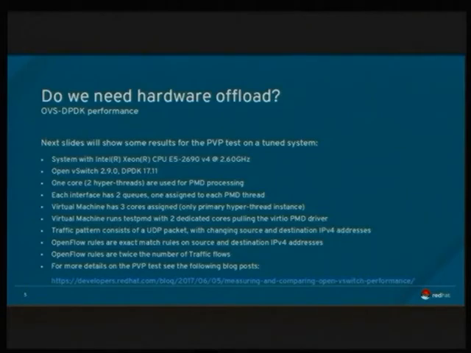Let's see. The traffic is very basic, it is UDP traffic, and we only change the source and destination IP addresses, so we at least have a distribution around our RSS feed.